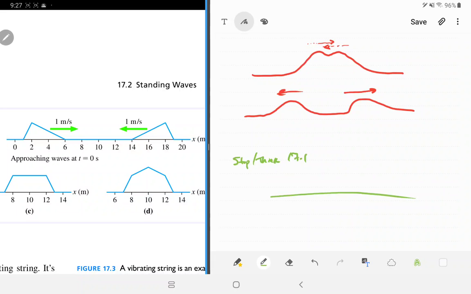The way to think about this is to draw the two wave pulses separately. Where would they be? Just draw them out separately and then add the two together. So let's look at the one on the left. It starts off at 1 and ends at 6. So after 6 seconds, it's going to go all the way to 7 and end up at 12. 8, 9, 10, 11, and 12.